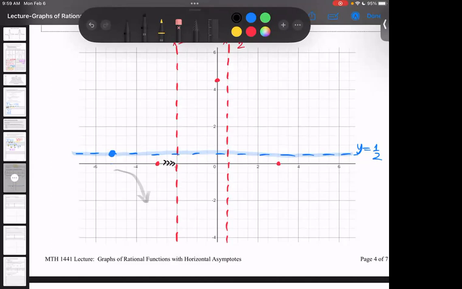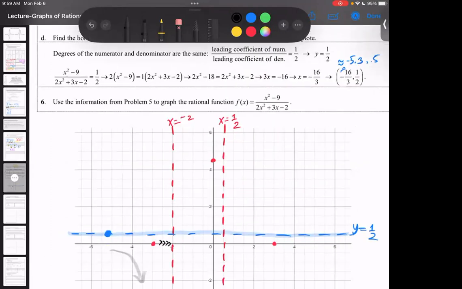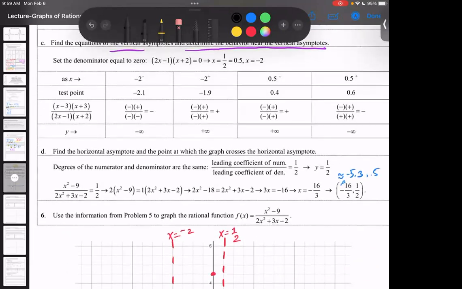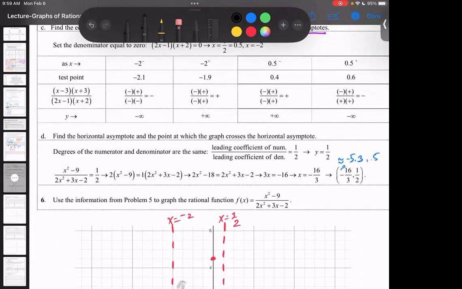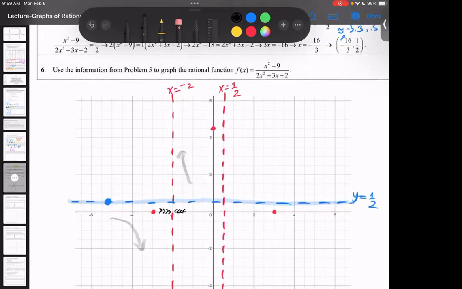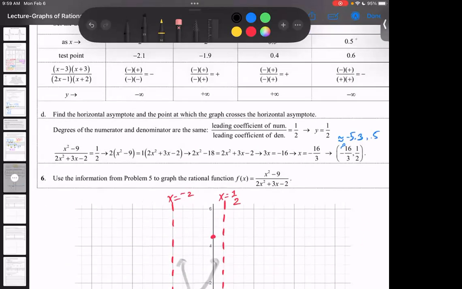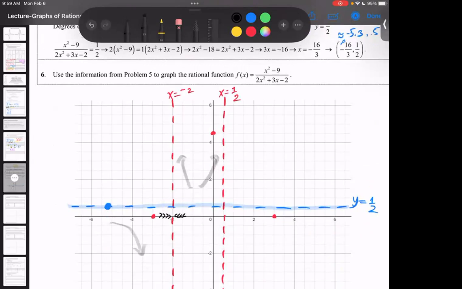What about when x approaches negative 2 from the right? It goes closer, closer, and closer to negative 2 from the right, like that. The function shoots up to positive infinity. Again, this is my scrap. And then 1/2 from the left, the function goes to positive infinity. Like that, right? And then 1/2 from the right, it goes to negative infinity. So like that.